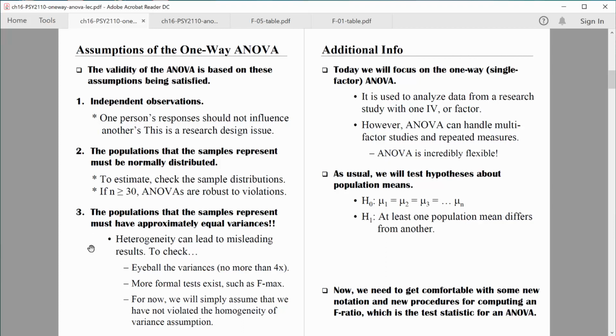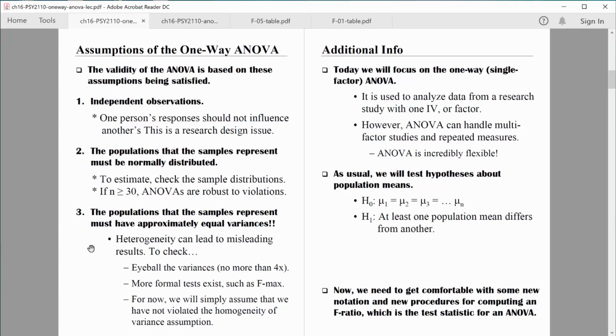The third assumption is the assumption that most people consider most important, and this is the homogeneity of variance assumption. In other words, the equality of variances assumption. And this is just simply saying that the populations that the samples represent must have approximately equal variances on the measurement that you've taken.